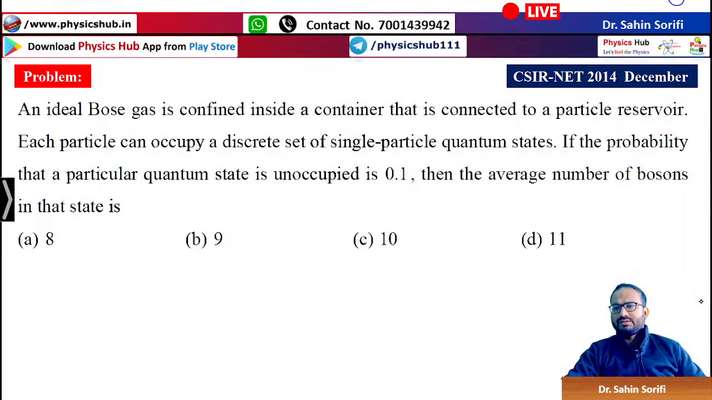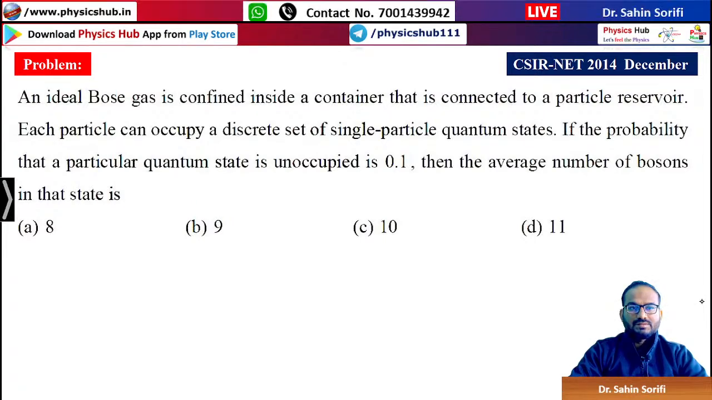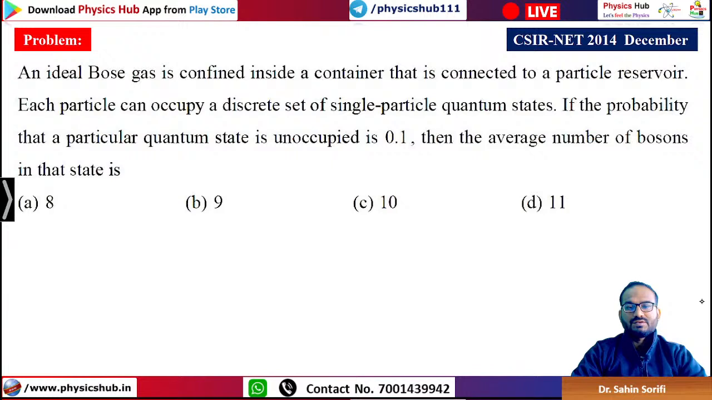Next, go to this last problem for the day. Yes, this is the last problem for today. An ideal Bose gas is confined inside a container that is connected to a particle reservoir. Each particle can occupy a discrete set of single particle quantum states. If the probability that a particular quantum state is unoccupied is 0.1. Unoccupied, remember this. So the probability that the state is occupied will be 0.9. Then the average number of bosons in that state.